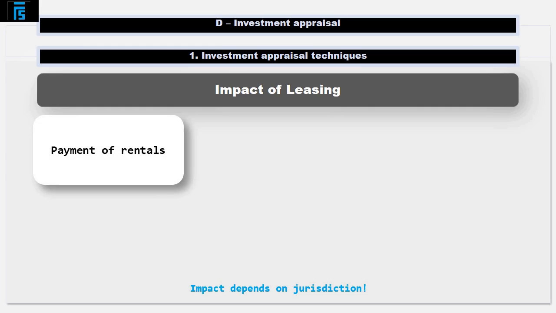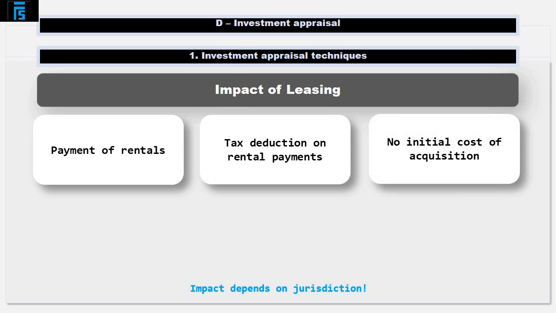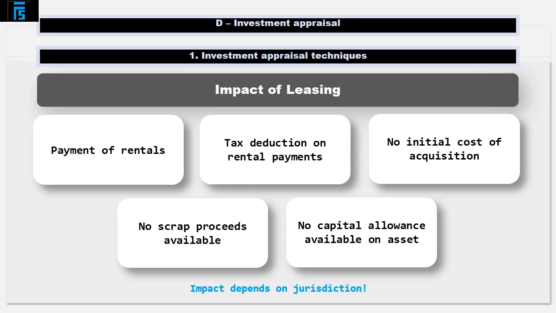If you lease the asset, you pay rentals. These rental payments are incremental to the leasing option, as is the fact that you will receive a tax deduction when paying them, that will be allowable for corporation tax purposes. If you lease the asset, you won't have to pay the initial cost of buying it, but you will also lose the scrap proceeds as you won't have an asset to sell at the end of the lease. Finally, if you lease the asset, you won't own it, so it's unlikely you'll be able to claim capital allowances.